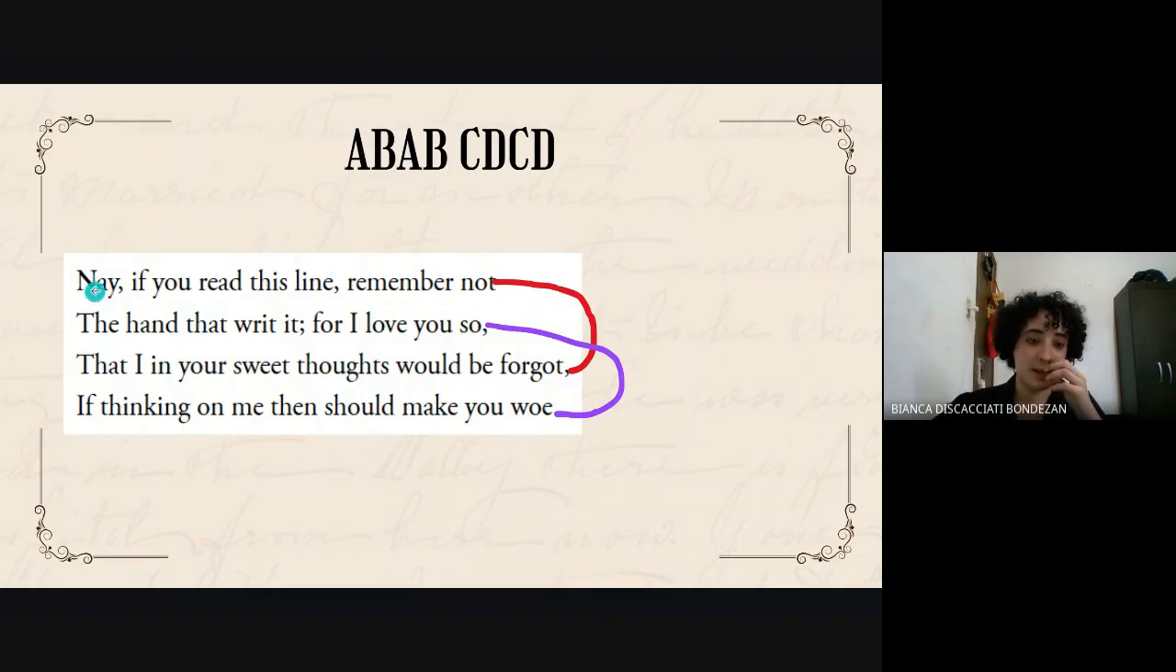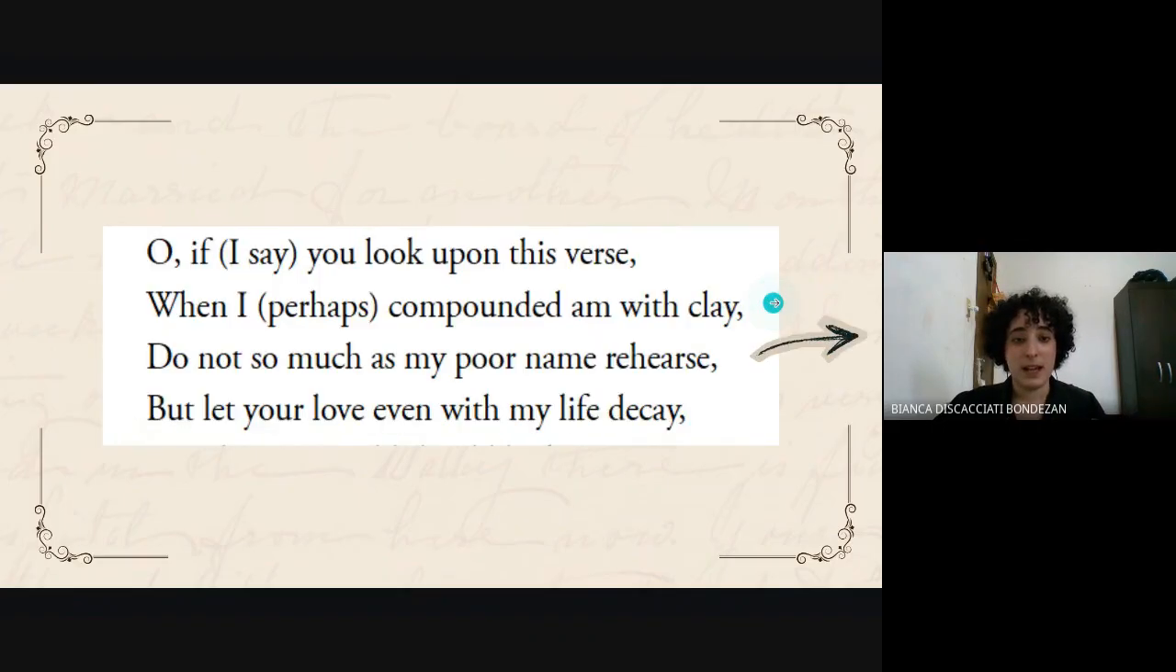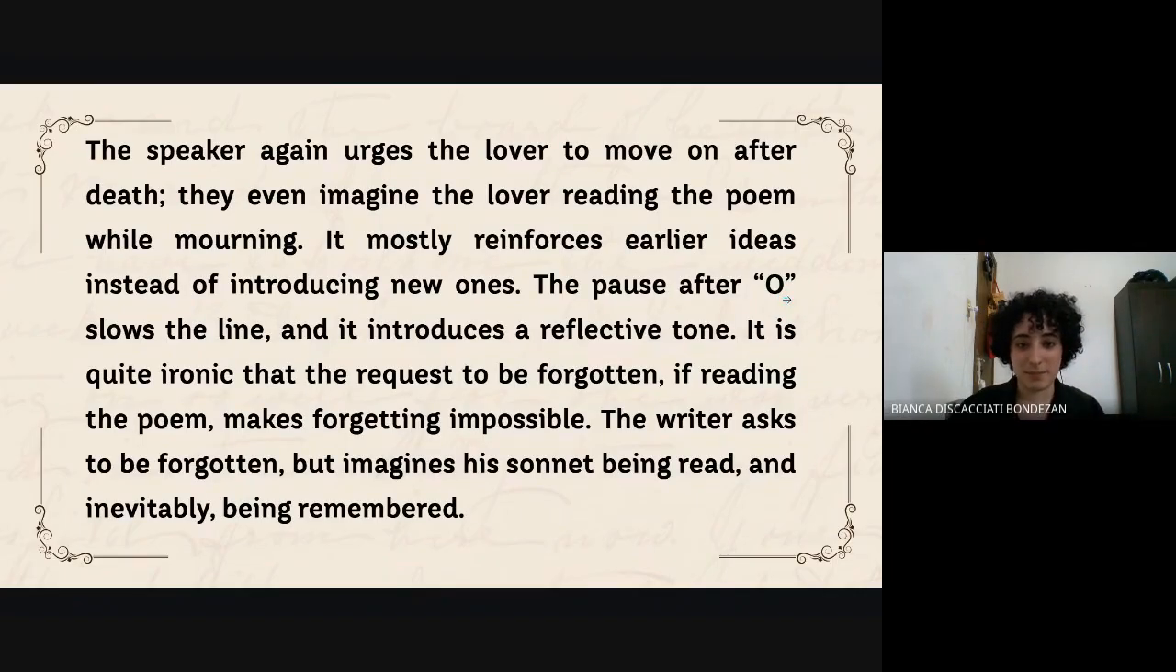We can see it here because "not" rhymes with "forgot," and "so" rhymes with "woe." I'm not sure if that's how I pronounce it. I hope so. And in the third part, the speaker again urges the lover to move on after death. But then they imagine the lover reading the poem while mourning.